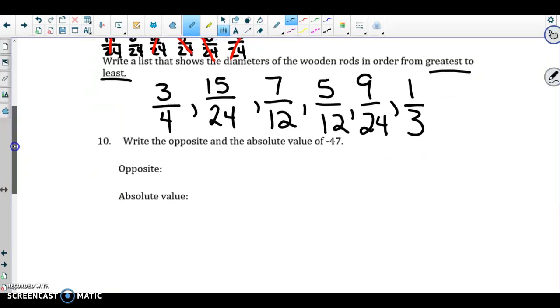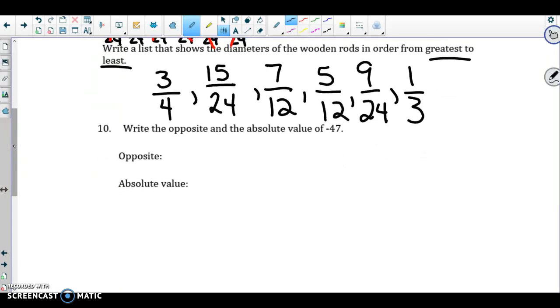Okay? All right, write the opposite and the absolute value of -47. Well, the word opposite means that we are changing the sign. It's the same distance, but on the other side of the zero. So it's like when we folded, if we fold our number line on that zero, it would match up over on that other side. So the opposite of -47 is going to be 47.